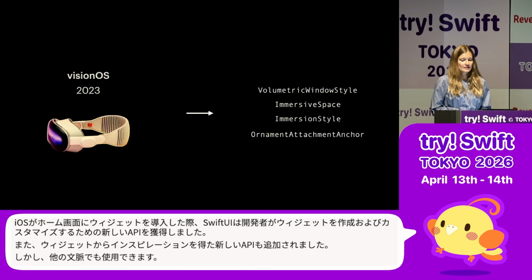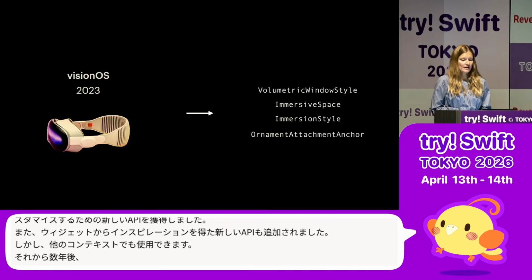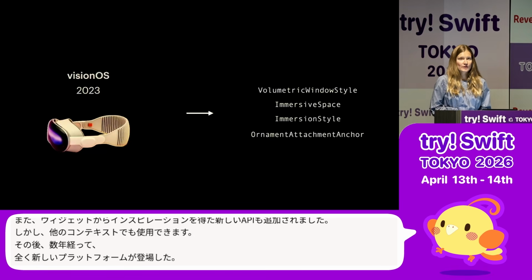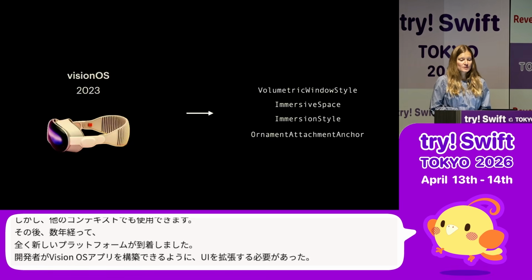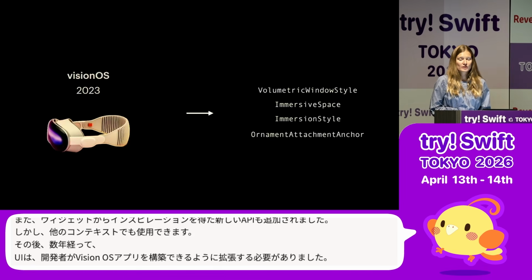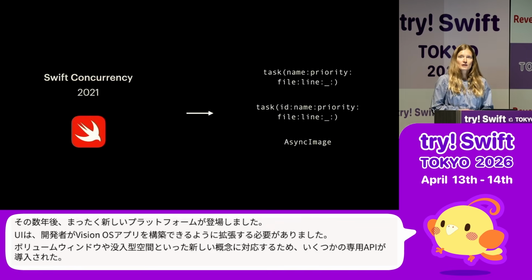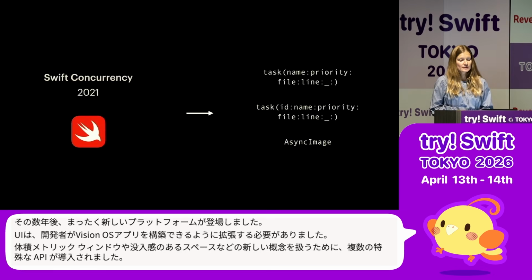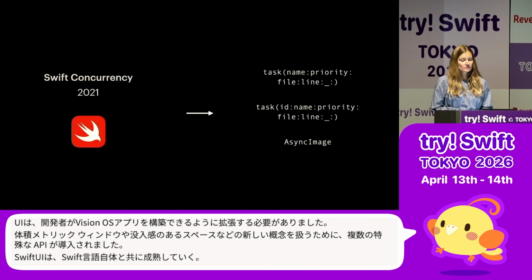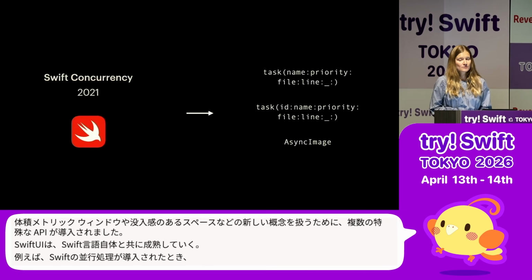Then, a few years later, a completely new platform arrived. SwiftUI had to expand so developers could build Vision OS apps. Several specialized APIs were introduced to handle new concepts like volumetric windows and immersive spaces. SwiftUI also matures alongside the Swift language itself. For example, when Swift concurrency was introduced, SwiftUI gained the task modifier and the async image API.